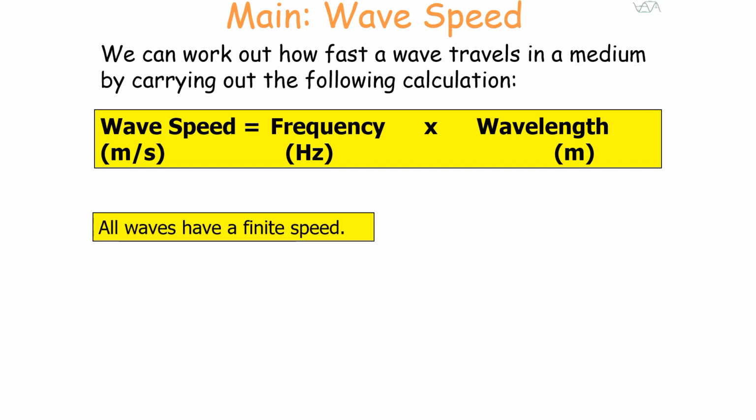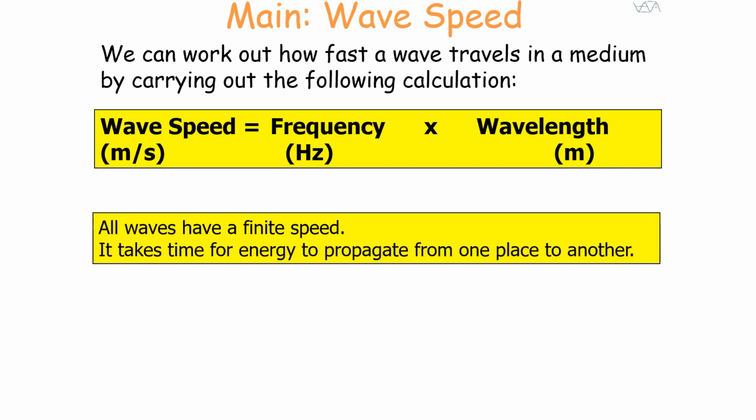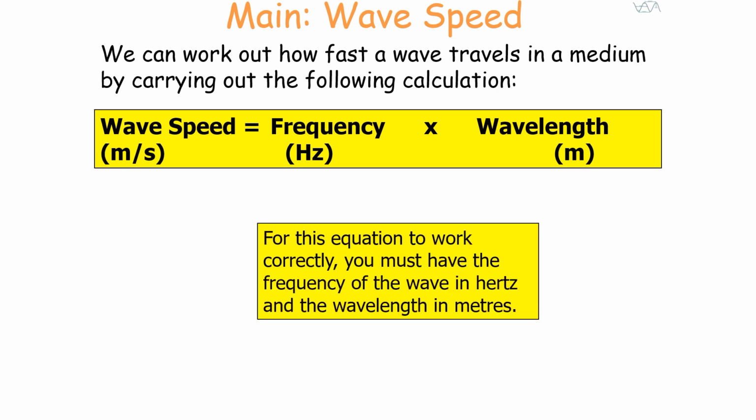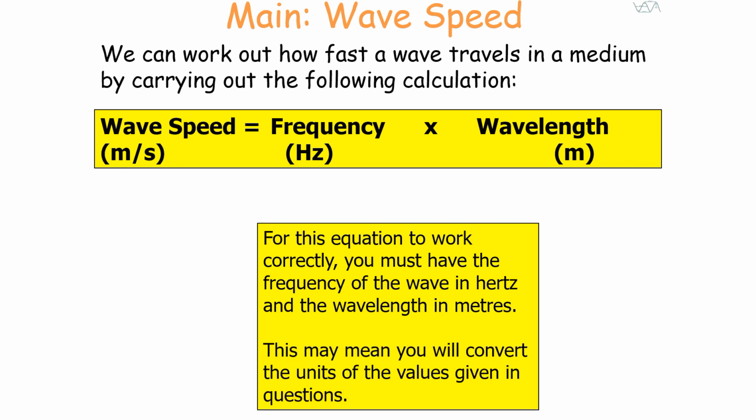Now all waves have a finite speed because it takes time for energy to propagate from one place to another. In many waves, such as visible light, this time isn't perceivable to human senses, but it is present. Energy transfer is never instantaneous. So for this equation to work correctly, you've got to have the frequency of the wave in hertz and the wavelength in meters, which means you may have to convert the units given to you in a question to get to those particular units.